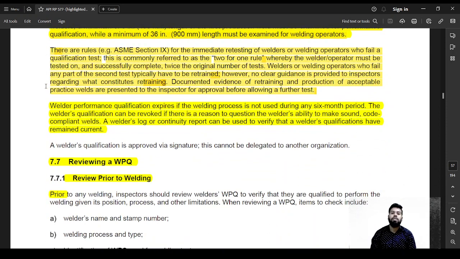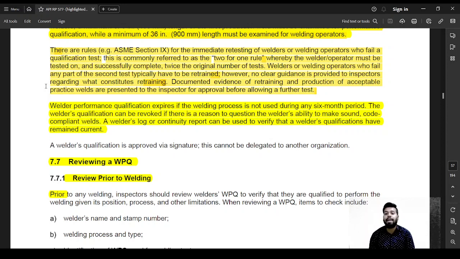There are rules for immediate retesting of the welders and welding operators who have failed the qualification test. This is commonly referred to as the 2-for-1 rule, whereby the welder or welding operator tested must successfully complete twice the original number of tests. So if he fails one test, he'll generally do a test on 2 specimens. The welders or welding operators who fail any part of the second test typically have to be retrained.